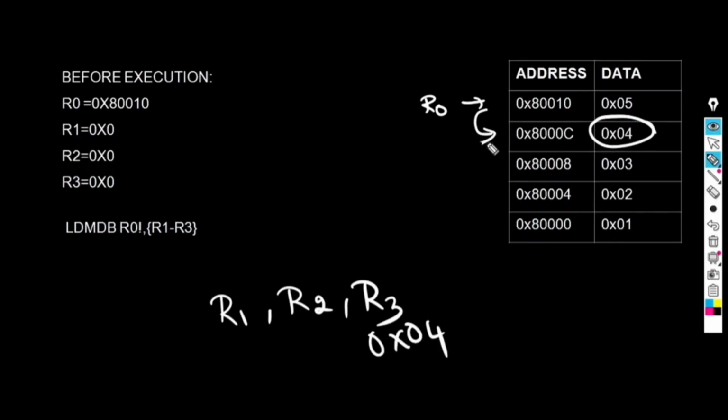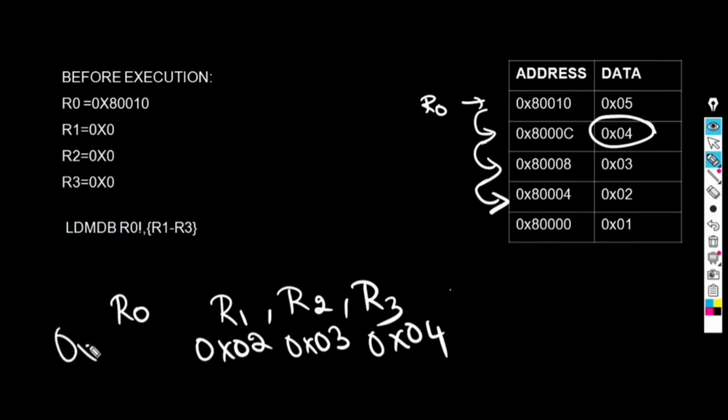Next, again decrement, so the value 0x03 will be placed here, and then you decrement again, so that 0x02 will be placed here. What happens to R0? Should we decrement even further? No, the last address itself is to be placed here. So 0x80004 is the address to be stored in register R0.